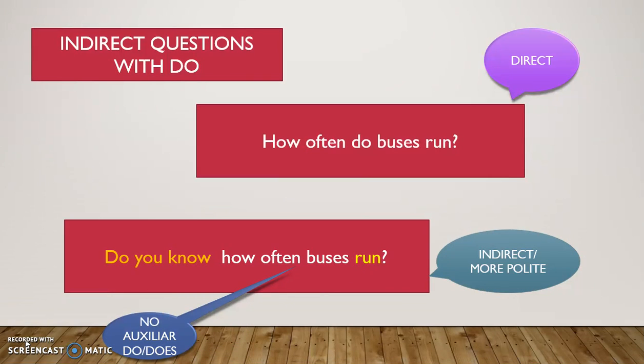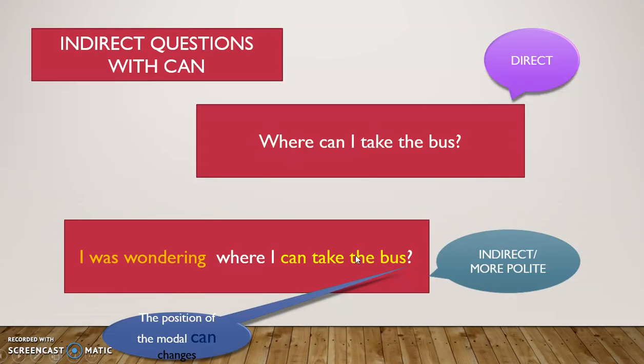When you have indirect questions with do, we are going to omit the auxiliary. It is not necessary any auxiliary do or does, or in the past did. You just use the subject and the verb corresponding for present or past. The same happens with the modals. It's an example here with can. So the direct question is, where can I take the bus? And the indirect question is, I was wondering where I can take the bus.